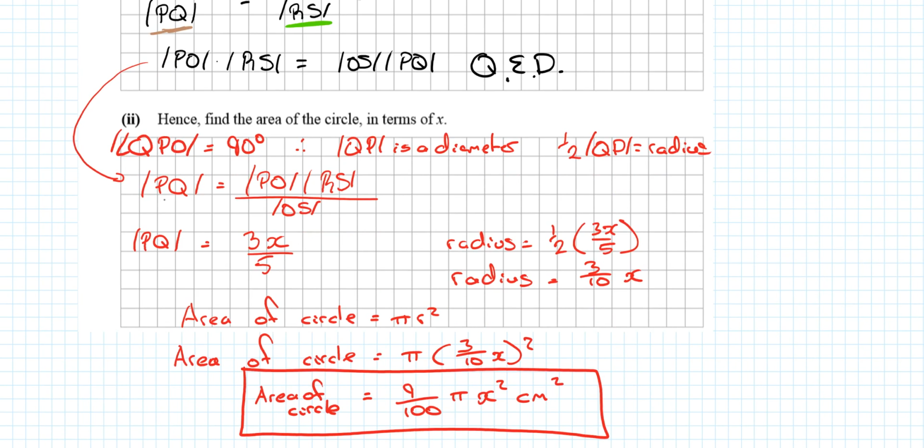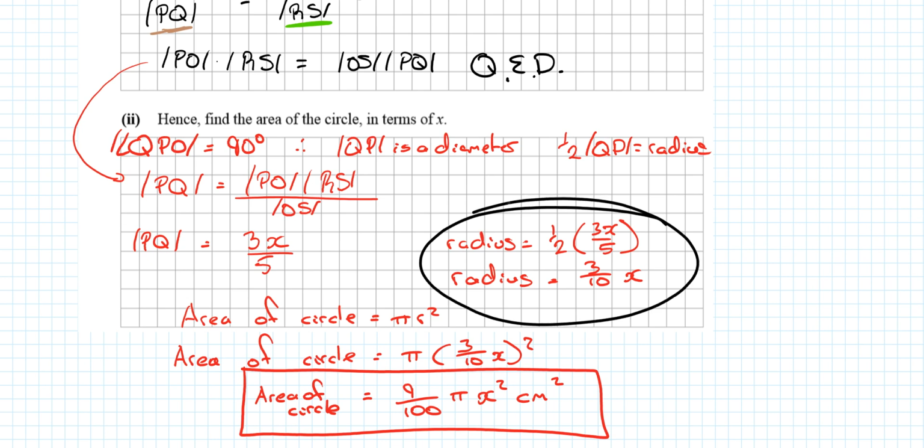So QP, or PQ, I've used this line here, and I've divided both sides by OS to get PQ on its own. I filled in what I knew. I knew PO was 3, I knew OS was 5, and I knew RS was X. And it says I'm allowed to have it in terms of X, so that's fine. I've found PQ, which is the diameter. I'm going to find half the diameter to find the radius. Multiply fractions together, top by top, bottom by bottom.